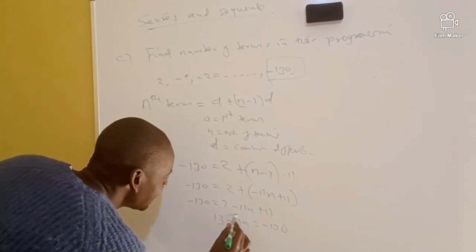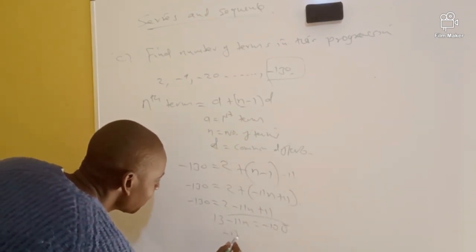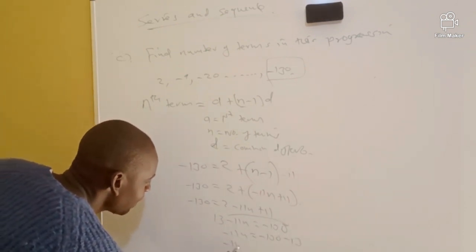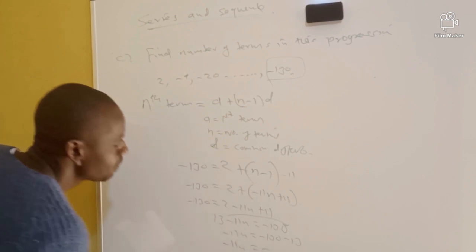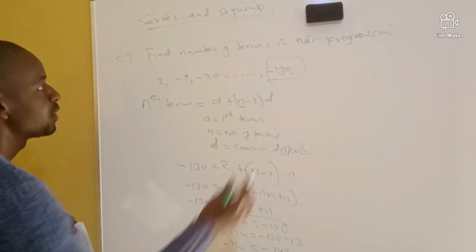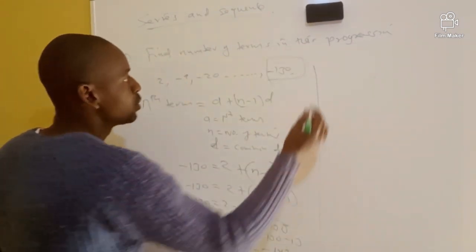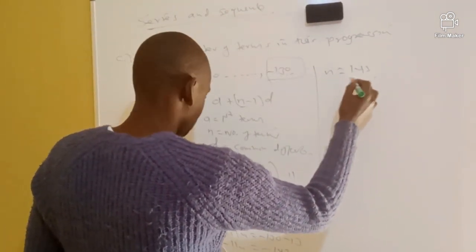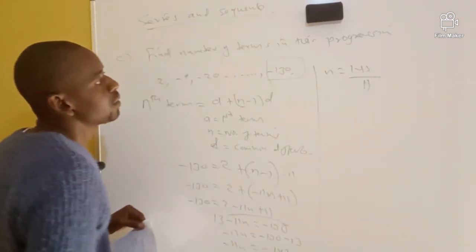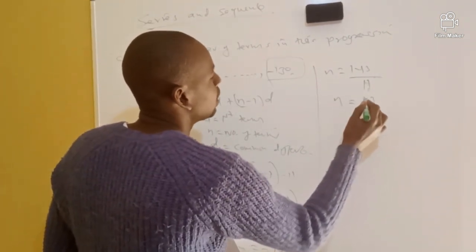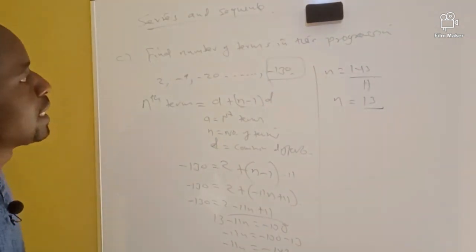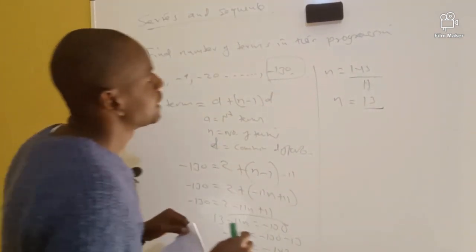So take this 13 to the other side. So we have -11n is equal to -130 minus 13. So -11n is equal to -143. So how can you get n? So n is equal to 143 over 11, because the negatives cancel each other. So this one, you get n is equal to 13. So the number of terms that you are required to get is 13.